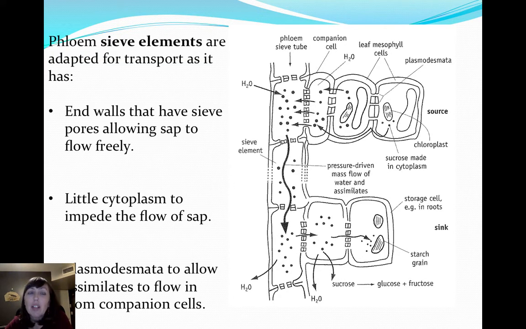Okay, so phloem sieve elements are adapted for transport as they have end walls that have sieve pores, which allow the sap to flow freely, little cytoplasm to impede the flow, and the plasmodesmata allow assimilates to flow in from companion cells.